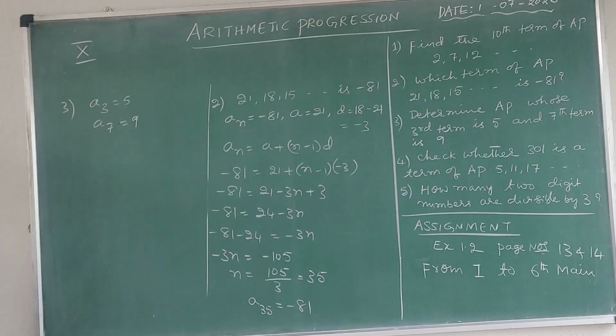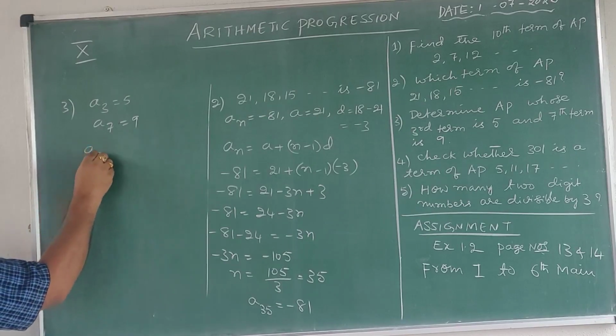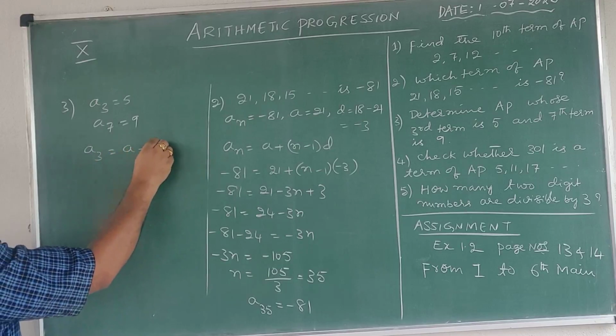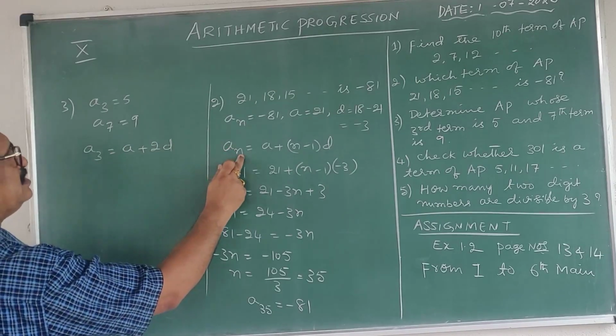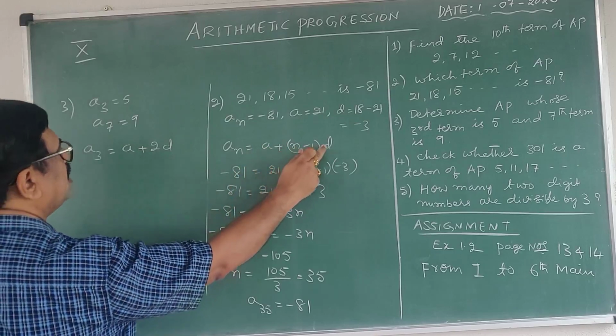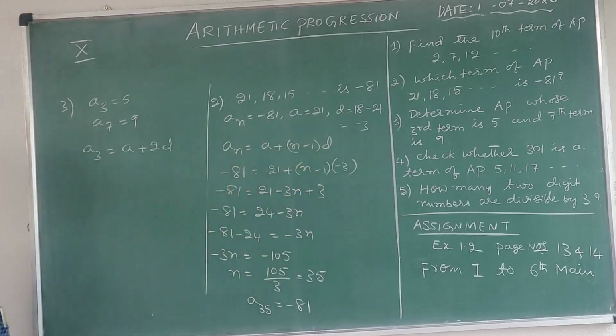So what we can do, a_3 is nothing but a plus 2d. This is the direct way of writing. You can as well use the same formula, a plus (n minus 1) into d. a_3 is equal to a plus (3 minus 1) into d. 3 minus 1, it is 2d.